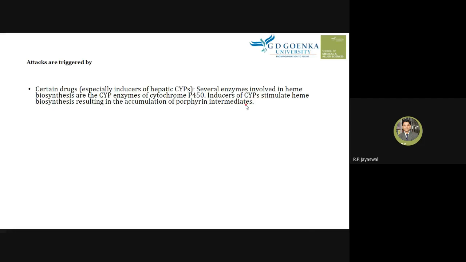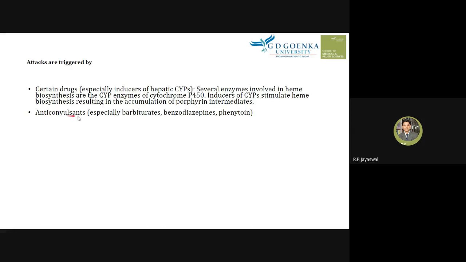So inducers of these cytochrome enzymes stimulate heme biosynthesis, resulting in accumulation of porphyrin intermediates. Certain drugs stimulate the cytochrome enzymes, which further stimulate heme biosynthesis, and as a result there is accumulation of porphyrin intermediates in our body. So certain drugs can stimulate the production of porphyrin intermediates and may trigger attacks in the patient.